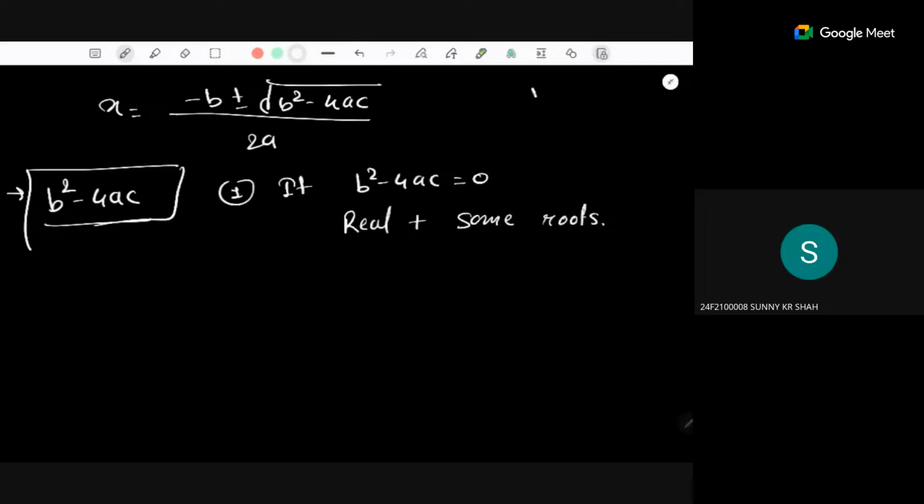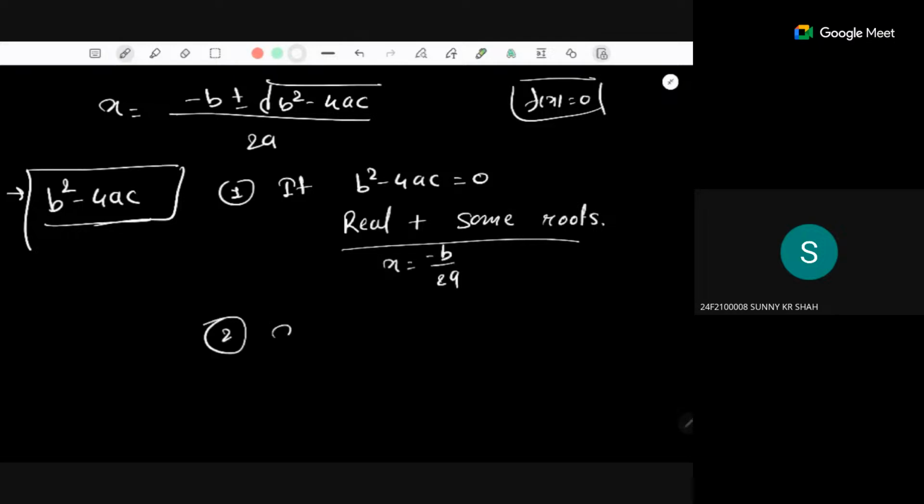So we want to find all those x for which f of x equals 0, and those values of x are known as the roots of any function, not just a parabola. For any function, those values of x where the function vanishes, that is, f of x becomes 0, are known as roots or zeros. Now, if b square minus 4ac equals 0, the nature of the roots will be real and same, and those roots are nothing but x equals minus b by 2a.